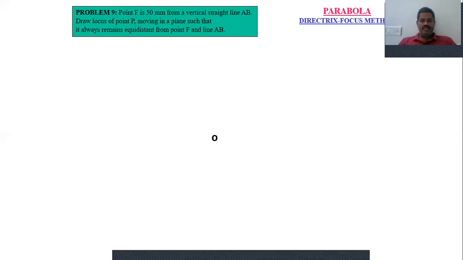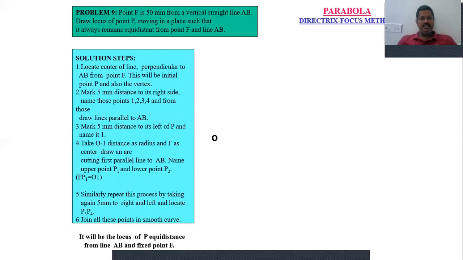The ratio of the distance of the point from the fixed point to the fixed line is equal to 1. It means the point is moving in a plane in such a way that the ratio of distances of this point from the fixed point to the fixed line is equal. So let me go inside.